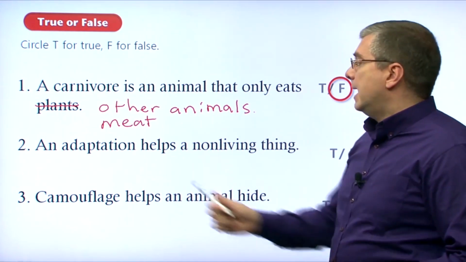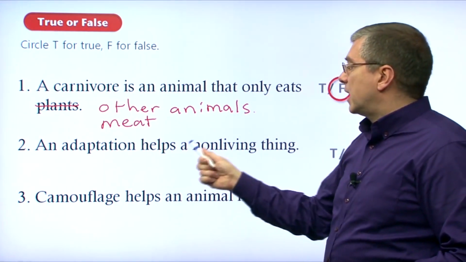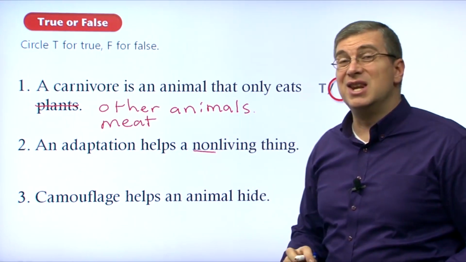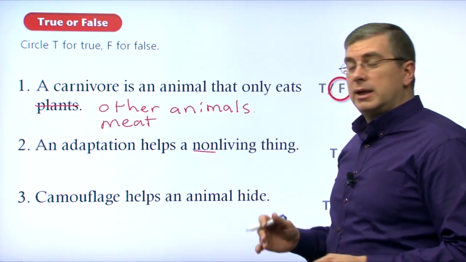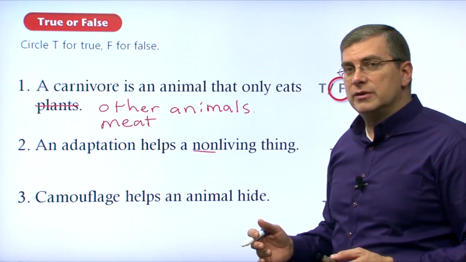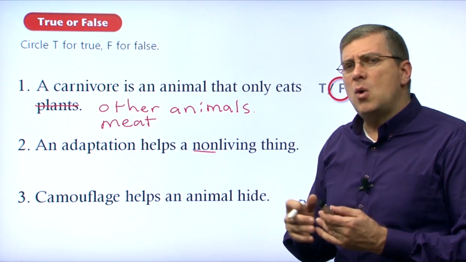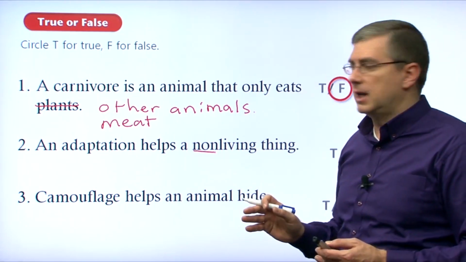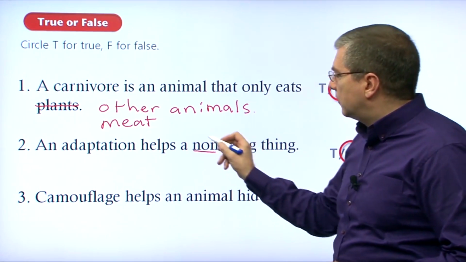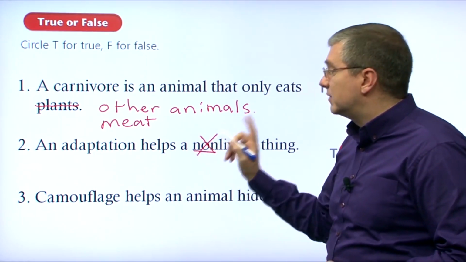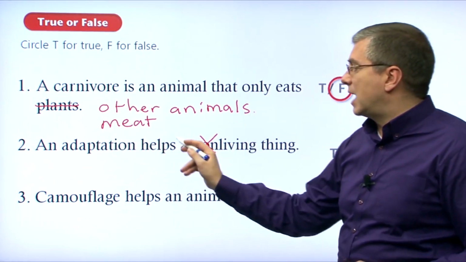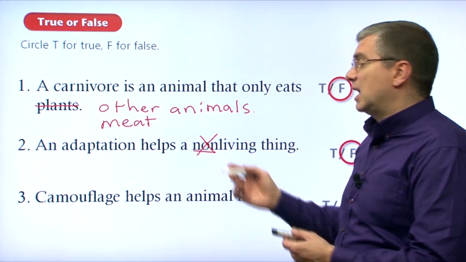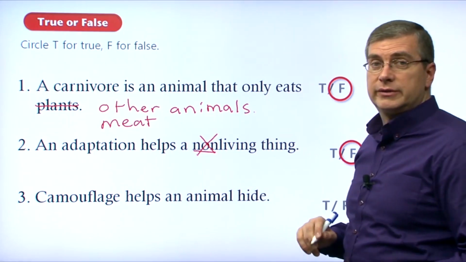Number two, an adaptation helps a non-living thing. Non means not living. So when we're talking about adaptations, right, we're talking about how animals change. Animals are living things, right? So this is false. If we got rid of non-living things, then it would be true. An adaptation helps a living thing. That's true. But we have to change the sentence, so it's false.